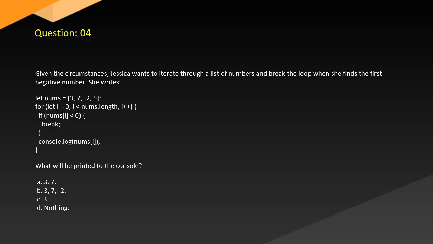Question 4. Given the circumstances, Jessica wants to iterate through her list of numbers and break the loop when she finds the first negative number. She writes: let nums = [3, 7, -2, 5]; for (let i = 0; i < nums.length; i++) { if (nums[i] < 0) break; console.log(nums[i]); }. What will be printed to the console? A. 3, 7. B. 3, 7, -2. C. 3. D. Nothing.